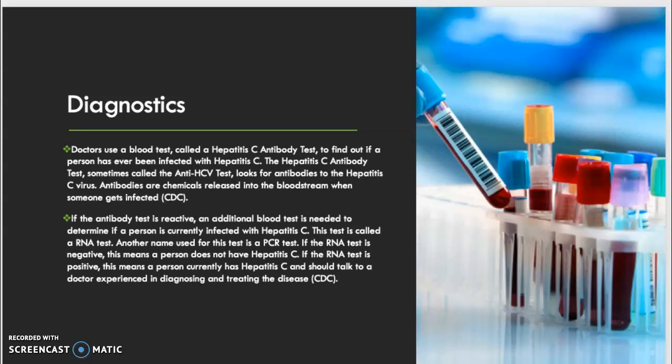If the RNA test is negative, this means a person does not have hepatitis C. If the RNA test is positive, this means a person currently has hepatitis C and should talk to a doctor experienced in diagnosing and treating the disease. Also, I believe I forgot to mention here that when testing for the hepatitis C antibody, the results can either come back as non-reactive or negative hepatitis C antibody.